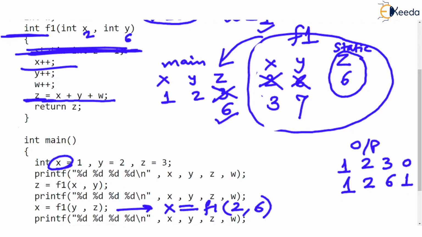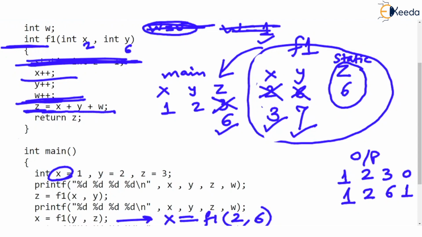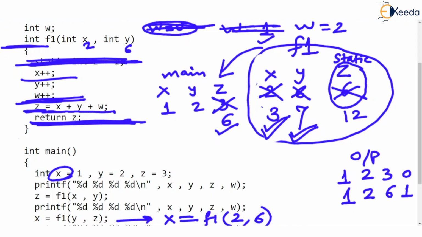So static Z becomes X, that is 3, plus Y, that is 7, plus global W. Oh, I forgot to increase global W. I am so sorry. There was W plus plus here. So W, which was 1, now becomes 2. So 3 plus 7, 10 plus 2. So this static Z will become 12. And we are returning Z, check. So we are returning 12.